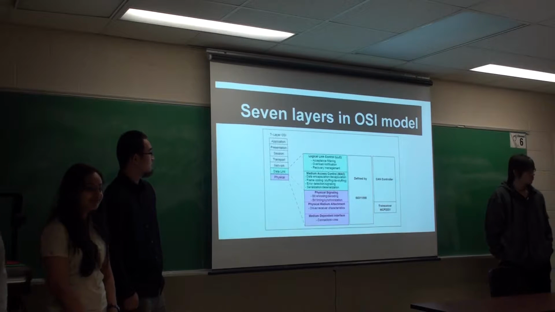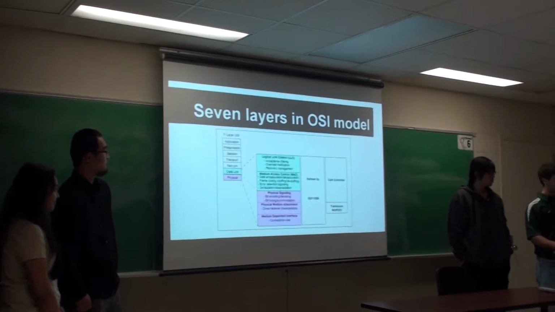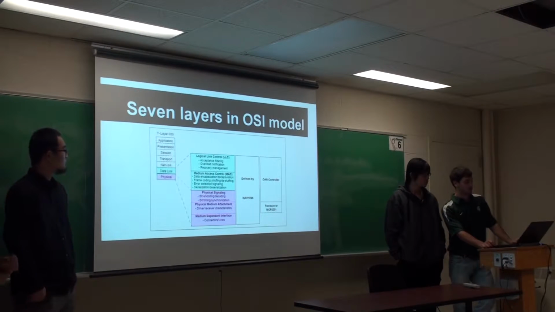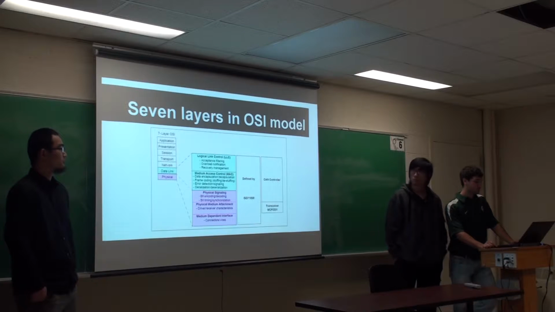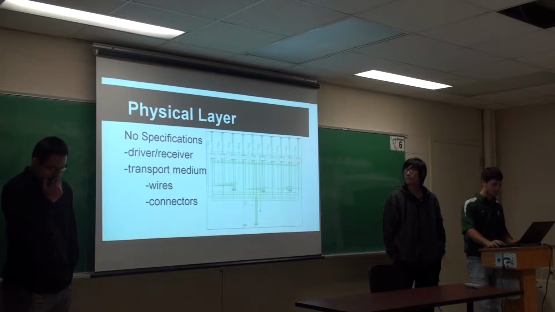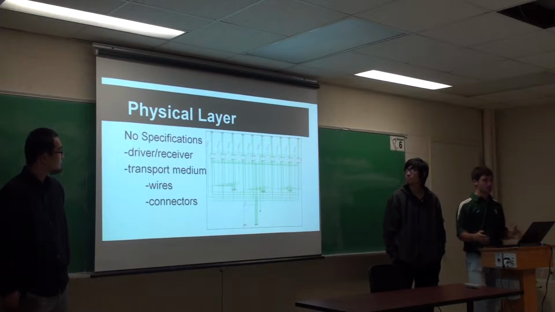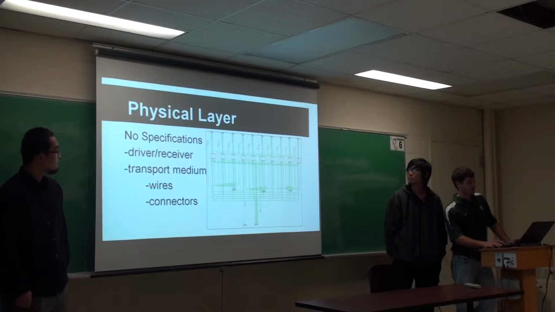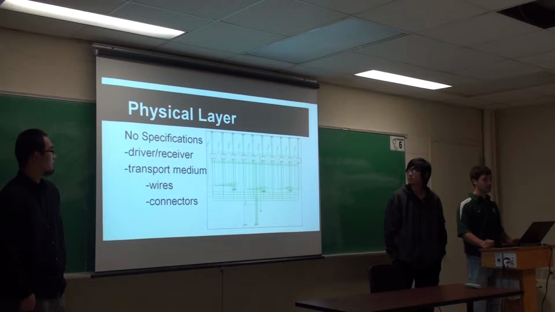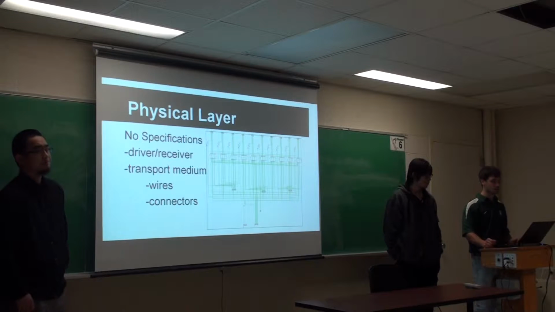Within the OSI model, there are 7 different layers or levels in the CAN system. The two most important are the data link and the physical, which is also most important for our project. First I'll talk about the physical layer. In the physical layer, there really are no specifications in the OSI. The driver and receiver are open to the system. You can pick whatever you want. And for the transport medium, how you send the message, the wires and the connectors, there's no industry standard, and it's based on the application.